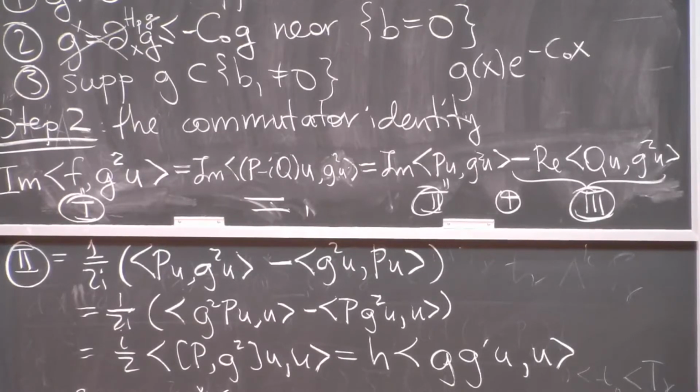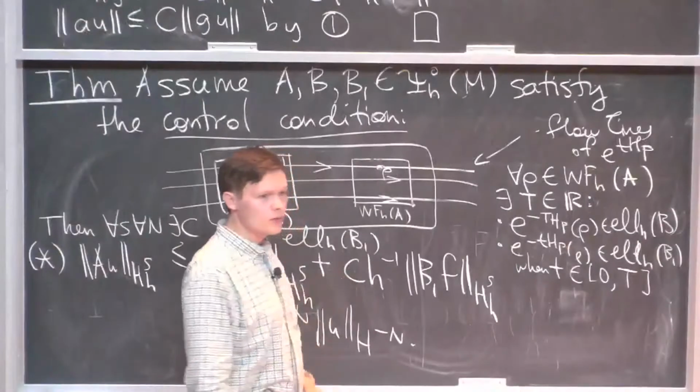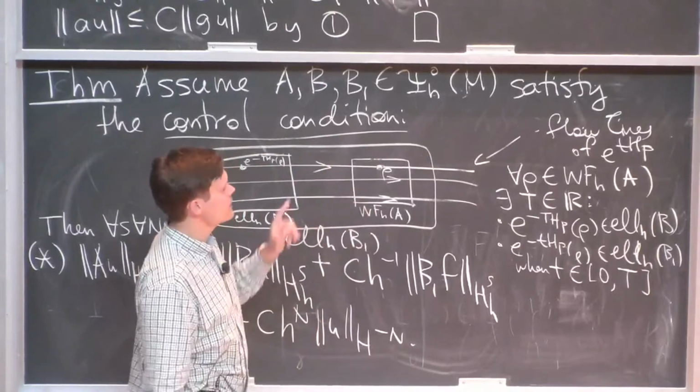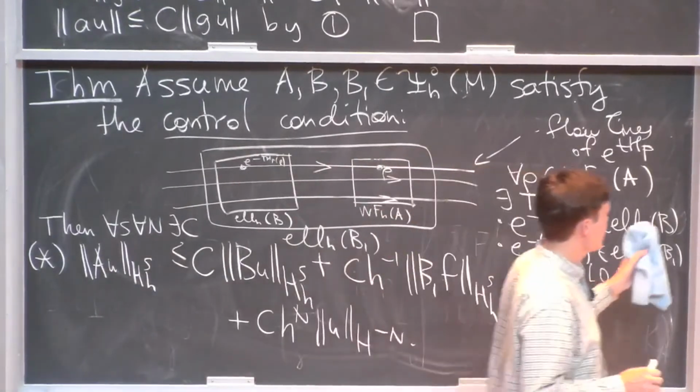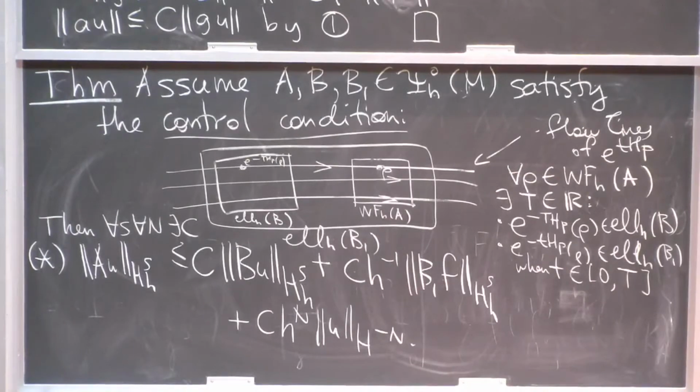So as I said, I don't want to talk about how to get rid of the errors, but I do want to mention one thing that's going to be useful. In this model case, I cheated in many ways. I chose my favorite operators, P and Q. I chose my favorite cutoffs just to be multiplication operators. But I also put s equals 0. So what happens if you want to do general s? So what if you want to prove this estimate for general values of s, on a different space?